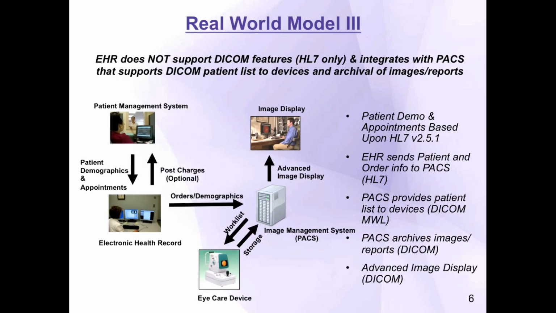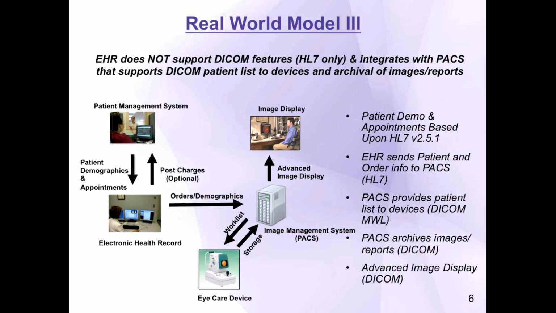Now, Real World Model 3. Real World Model 3 looks very similar from a picture to the same as Real World Model 1, but there's one key and important difference. And the key difference is your EHR system does not support DICOM. So we have a flow that allows an EHR to process HL7 only. But what happens now is the image management or PACS system takes the load of the DICOM work list. And so the EHR does not understand DICOM, but it's able to do HL7.